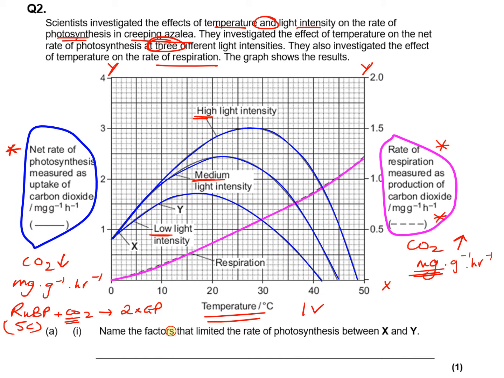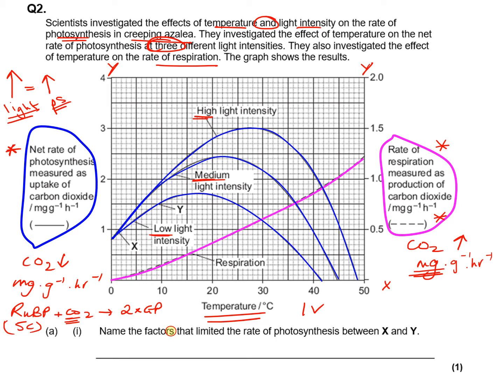Now the question says below, name the factors. So factors means plural, so that means at least 2 factors that limit the rate of photosynthesis between point X and point Y. Now, any limiting factor then, if you increase that factor, you will also get an increase in the measured variable. So if we increase light and we had an increase in the rate of photosynthesis, the light must be a limiting factor.